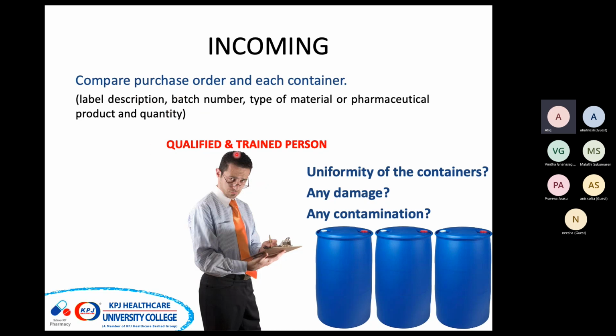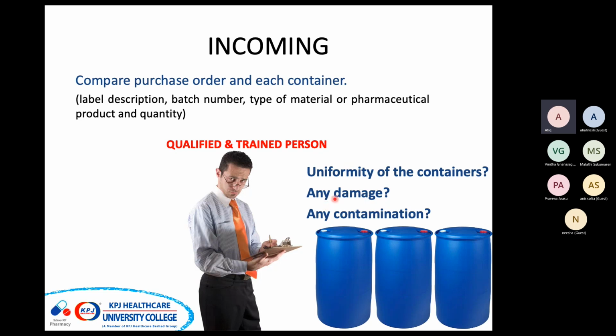This has to be done by a qualified and trained person. You also have to check for uniformity of the containers. Let's say they say all of these 4 boxes contain the same item, but maybe one of the boxes has different packaging. You might want to inquire why this packaging is different from the rest. Maybe they will answer, oh, this is a new packaging or something like that. But you have to inquire about anything that is different from what you ordered.